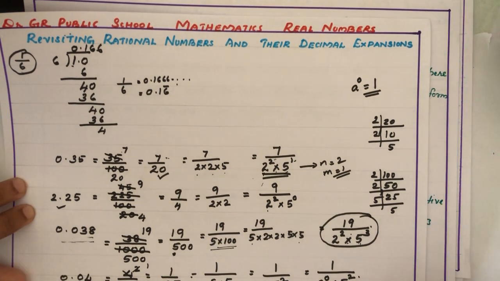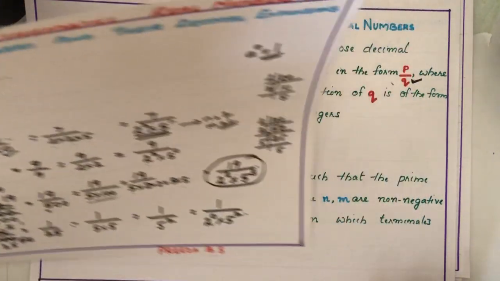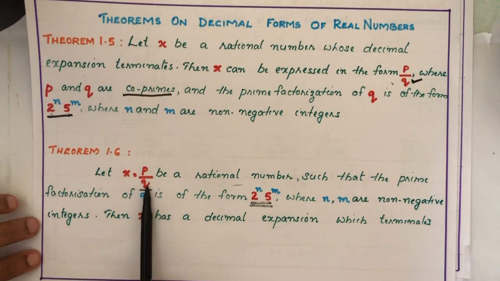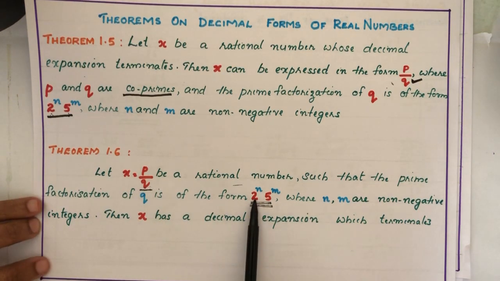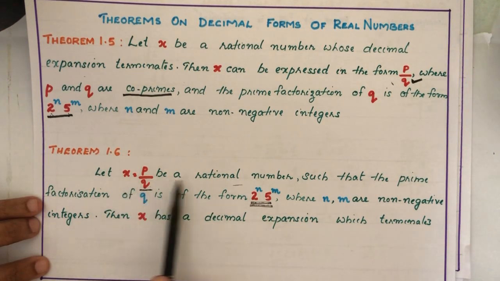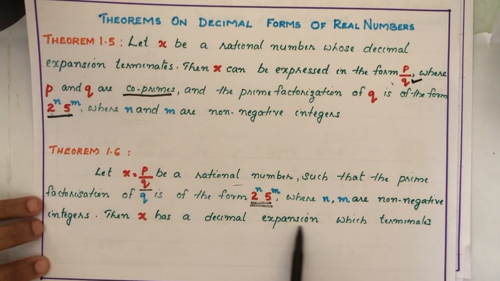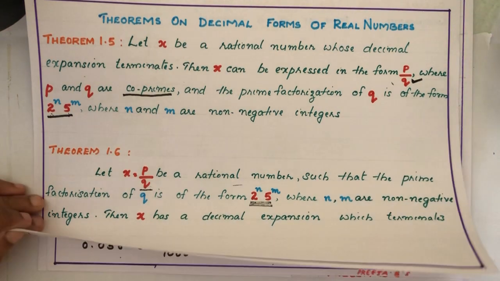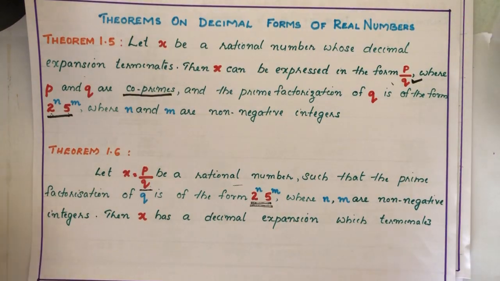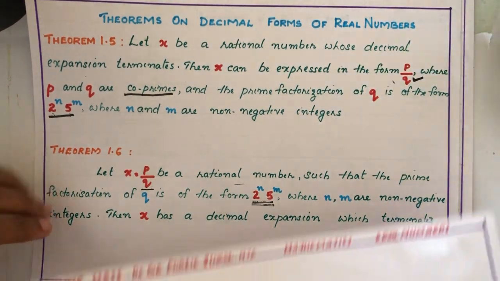Okay children, so that is the second theorem. If the denominator is of this form, 2 raised to n into 5 raised to m, then the rational form will have terminating decimal expansion. Okay children, consider another example.